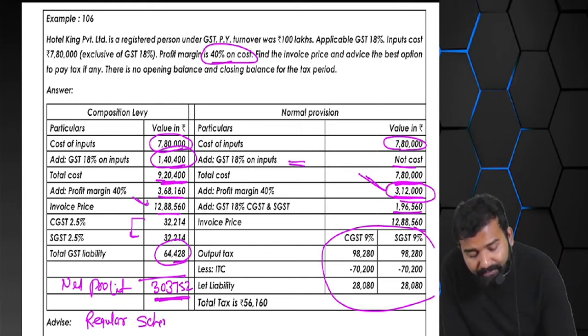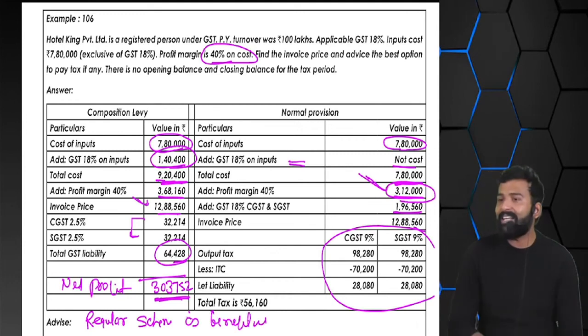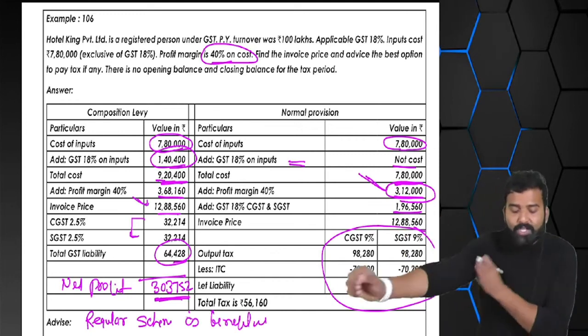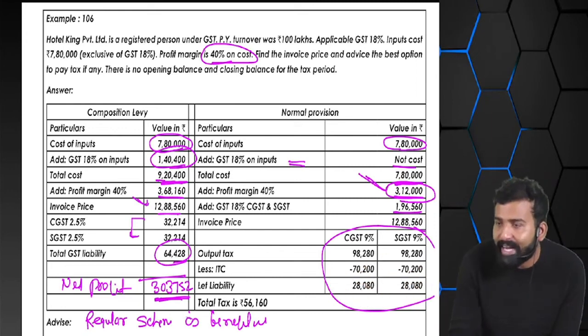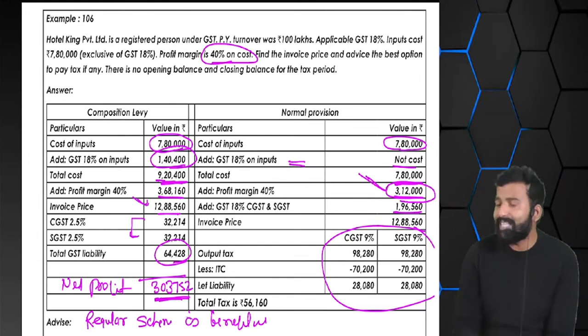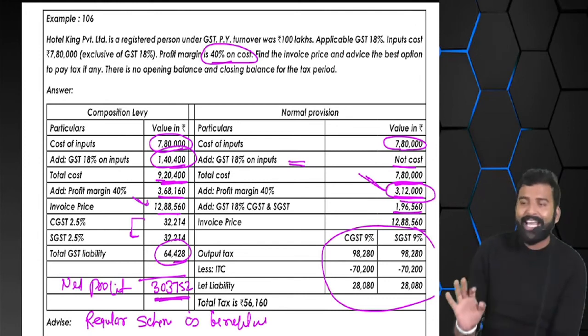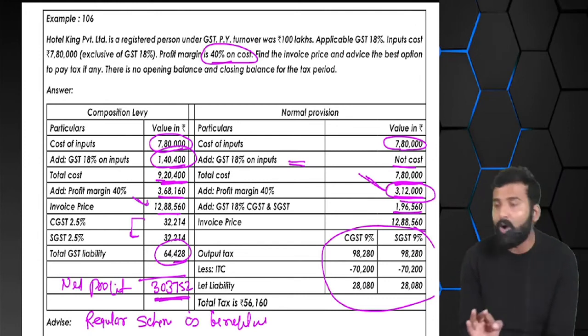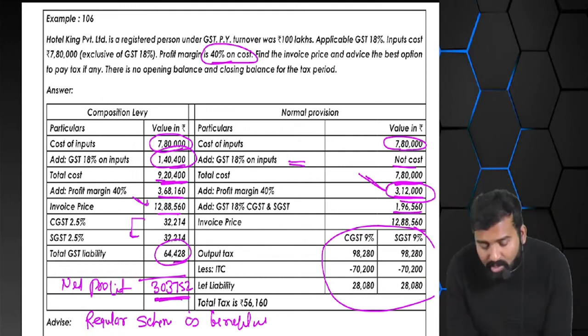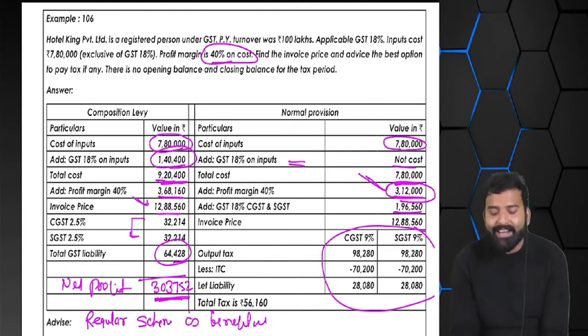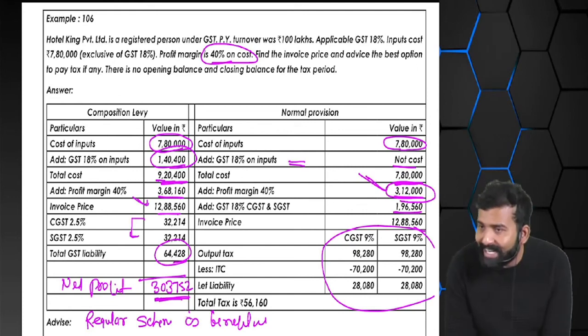Regular scheme is beneficial. He is earning higher profits in regular scheme rather than composition scheme. In composition scheme, his net profit is 3,03,000. However, in regular scheme, his profit is 3,12,000. You know all the calculations. You are a cost student. You know how to calculate cost. You know how to calculate price. So here the profit margin is higher in regular scheme rather than in composition scheme.